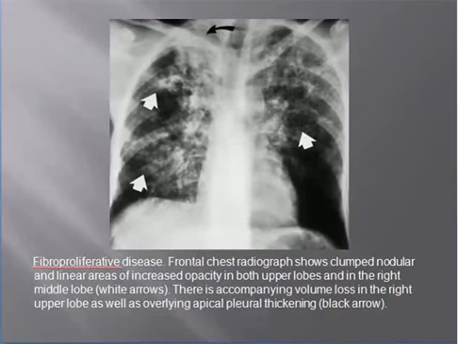Now this is a case of post-primary presentation, fibroproliferative disease. Frontal chest radiograph shows clumped nodular and linear areas of increased opacity in both upper lobes and in the right middle lobe, white arrow. There is accompanying volume loss in the right upper lobe as well as overlying apical pleural thickening, with the black arrow.